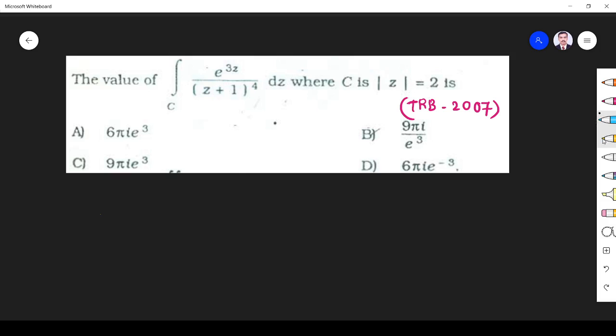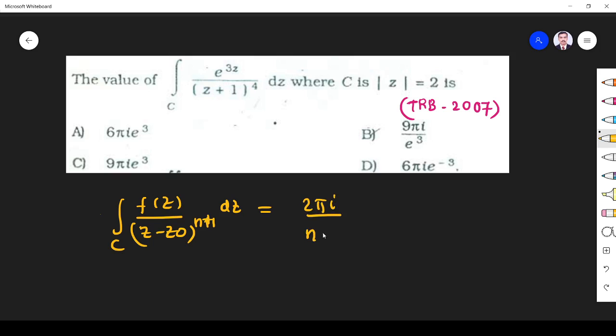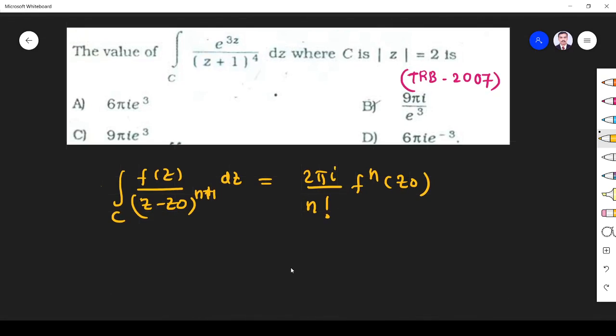We can solve this by using Cauchy's integral formula. What is Cauchy's integral formula? It states that the integral over C of f of z divided by (z minus z naught) whole power n plus 1 dz is equal to 2 pi I by n factorial times f n of z naught. So this is Cauchy's integral formula.